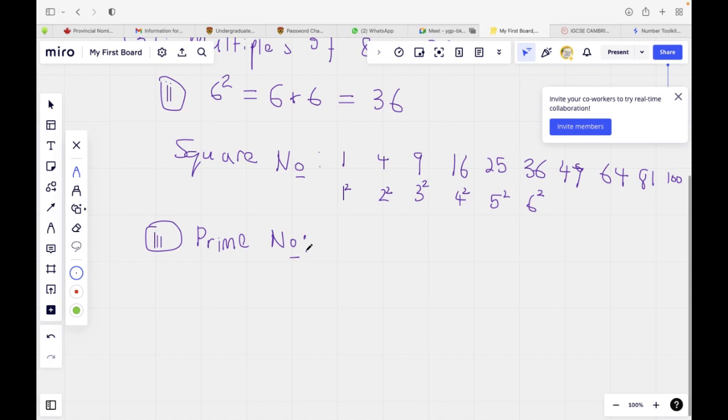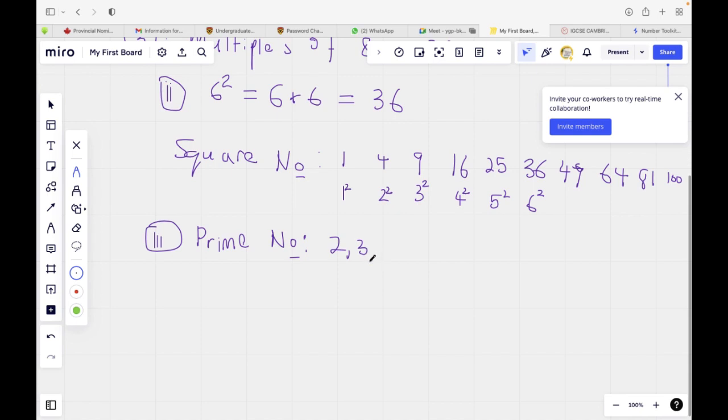It doesn't have it. So 1 is just 1. So it's just 1 factor. But 2 is a prime number. Why? 2 can be divided by 2 and can be divided by 1. It has 2 factors. 2 is a prime number. 3 is a prime number. Why? Because 3 can be divided by 1, also can be divided by 3. No other number can go into 3 except 1 and 3. So 3 is a prime number.